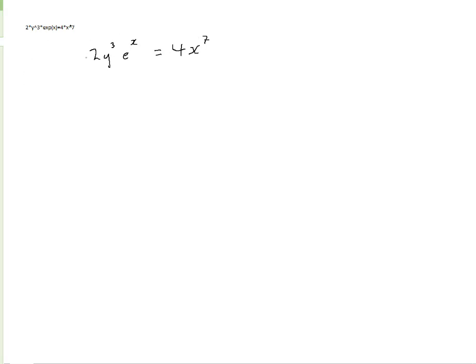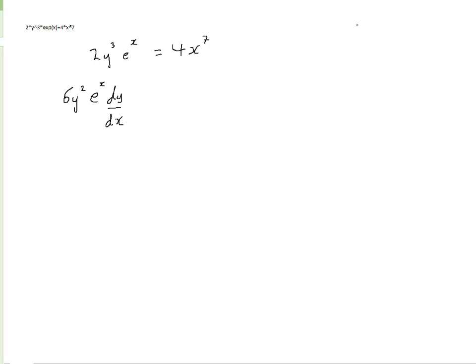So taking this one, we go through term by term. So first we're going to use the product rule with this and this. So differentiate this and leave this alone. So that's 6y squared times e to the x. But we are differentiating with respect to x, so this variable is y, so we have to multiply by dy by dx.